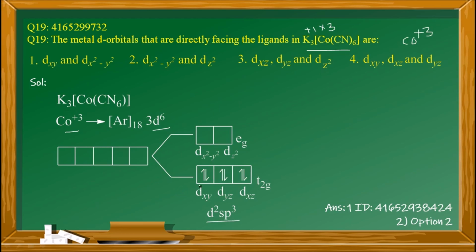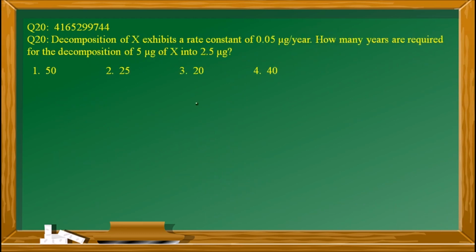This t2g will take up these 6 electrons, right? So with 3d6 electrons, dx square minus y square and dz square are kept vacant, so the orbitals directly facing the ligands are dx square minus y square and dz square, that is nothing but eg orbitals. So the option which has dx square minus y square and dz square, option number 2, is the correct option, friends. Next, question number 20.